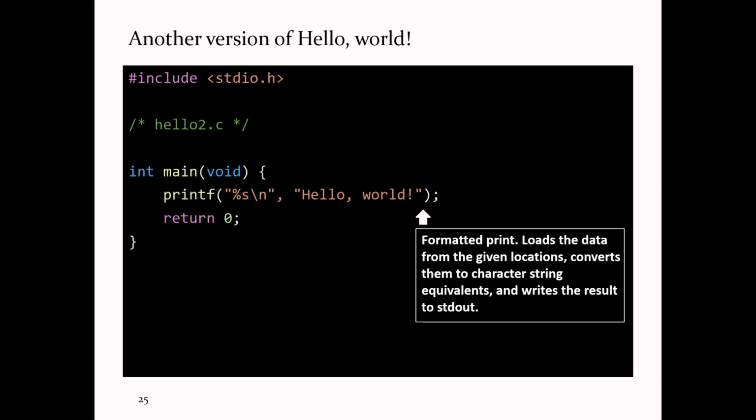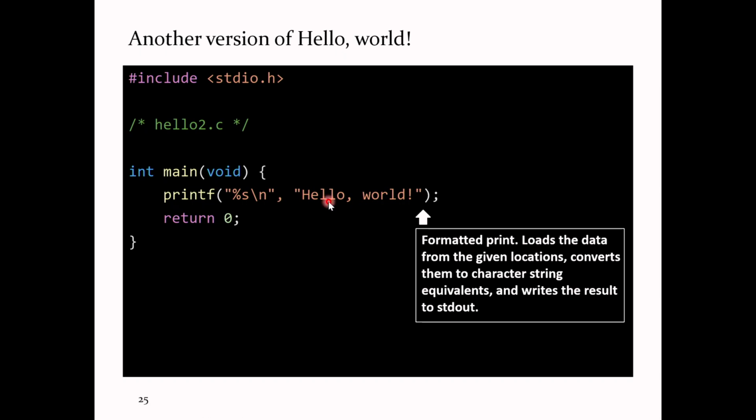Printf is the more general version, a function that will actually write whatever you want to standard output. So it's the formatted print function. What it does is it loads the data from the given location. So that means anything after the first argument, right? You can have an arbitrary number of arguments after the first. So that's one of the things that you want to print.